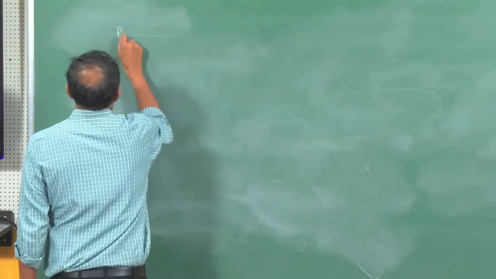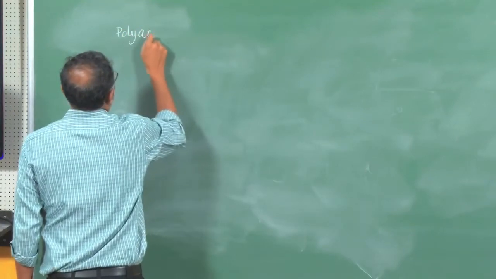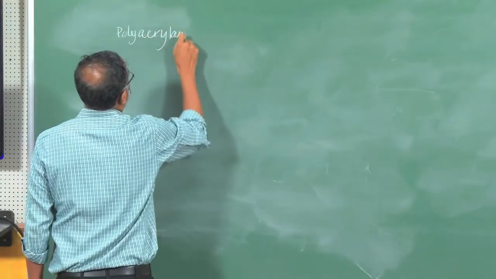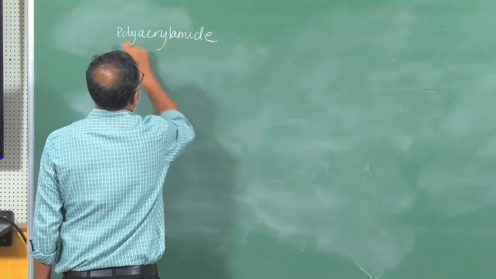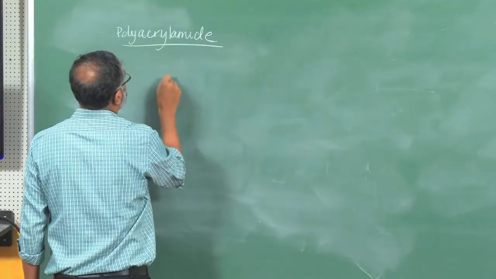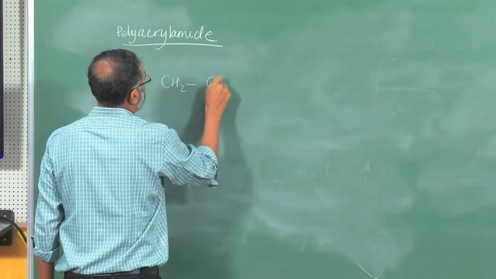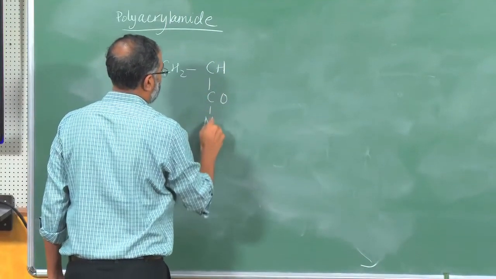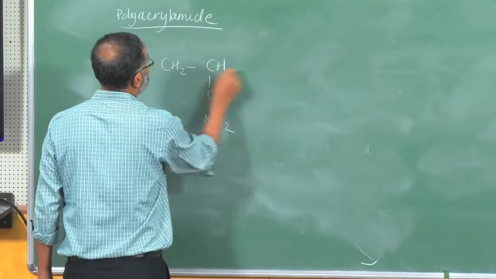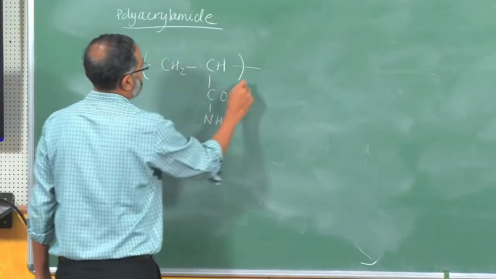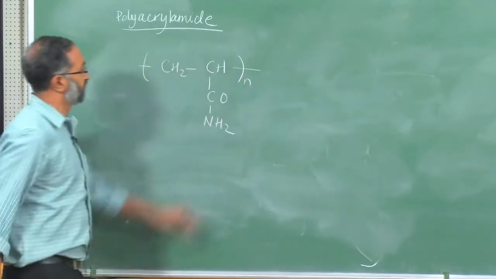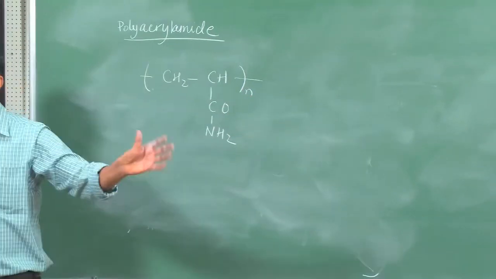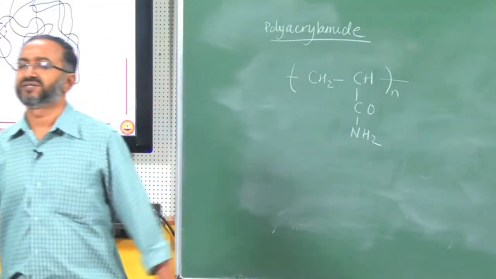So, polyacrylamide, and so it is CH2, this is the polymer. We usually write n just to indicate that it is a very long chain.